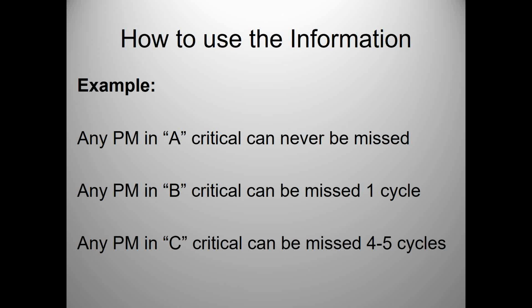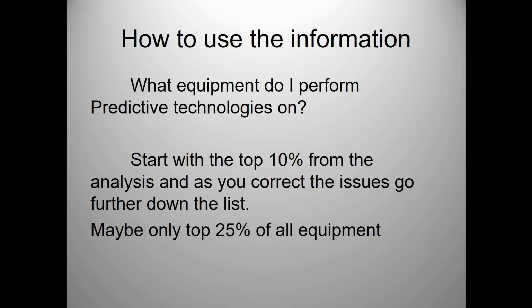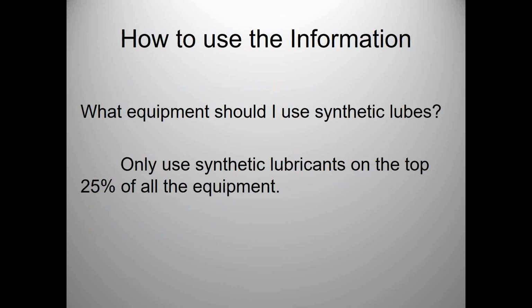So a good way to use the data for your PMs. What about when you're starting to do predictive technologies and you ask the question, what predictive technologies am I going to use? You'd figure that out, but what equipment am I going to check? Well, at the plant I came from, in the beginning, we only did predictive technologies on the top 10% of the critical assets. And then as we got those issues corrected and got more time, we moved down to the top 25% of all of our equipment. But that's all we ever did. We only did predictive technologies on the top 25% of our critical equipment by the list. So another method of using the tool effectively.